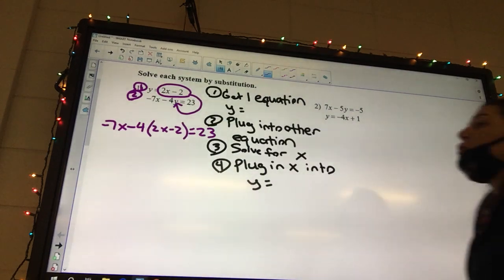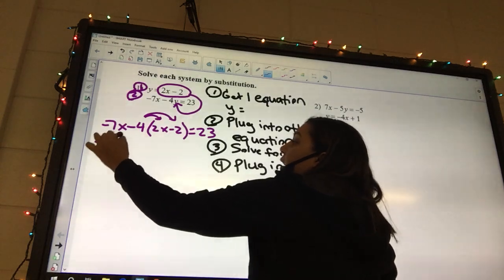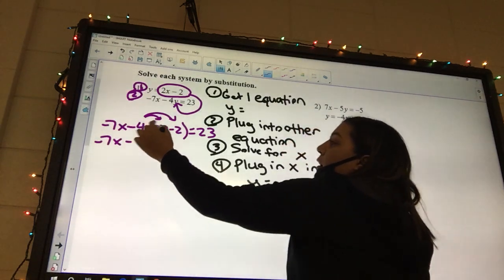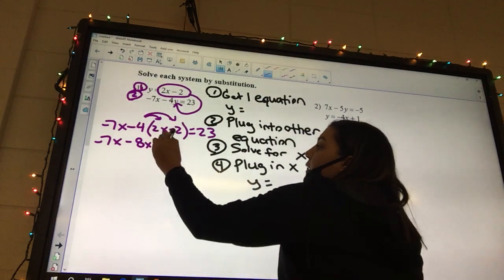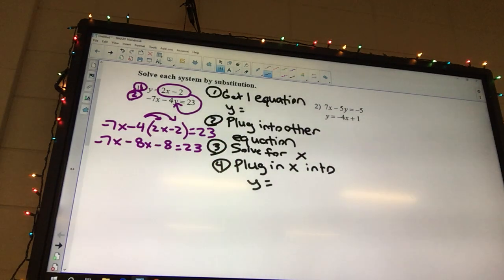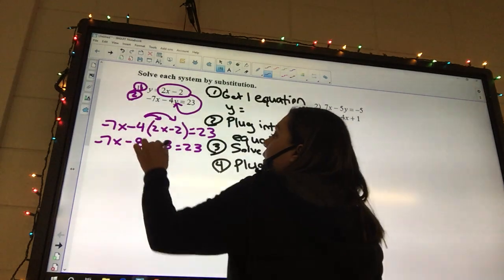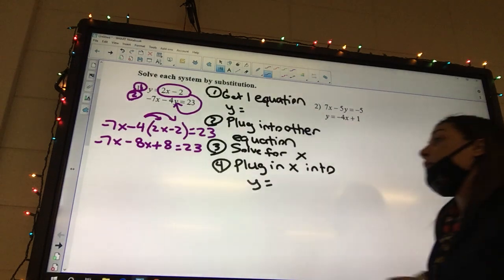Okay, so we need to distribute. So I'm going to have negative 7x minus 8x, multiplying. Negative 4 times negative 2 is going to be minus 8 equals 23. It is plus 8, my bad. Okay, so we can combine our like terms.